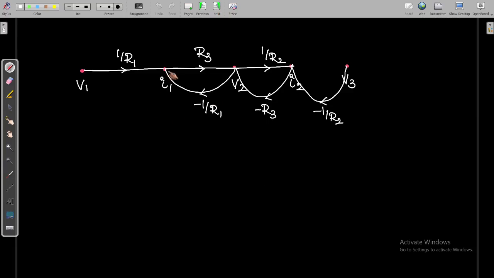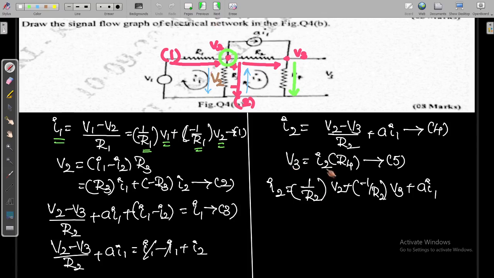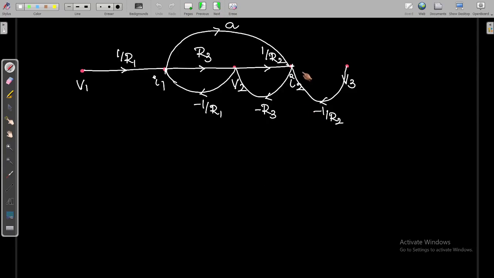So that also we can write. We can represent, for I2, or if you have any confusion, we can write it there on the top, like that also you can write, no problem. So this is I1. From I1 you are getting, for I2 one is A. So this is the equation number 4 we have written. And finally you are having V3 is equals to I2 into R4. So from I2 you are getting one is R4. So this is how to draw the signal flow graph for the given problem.